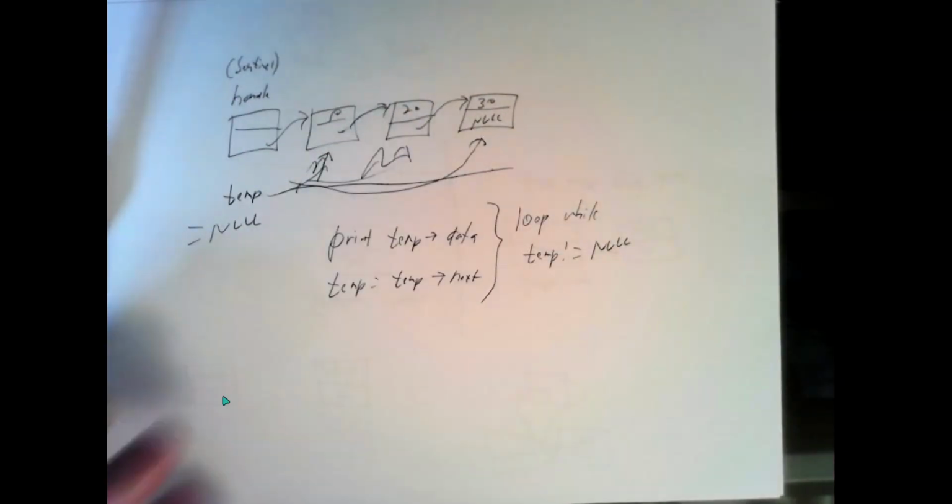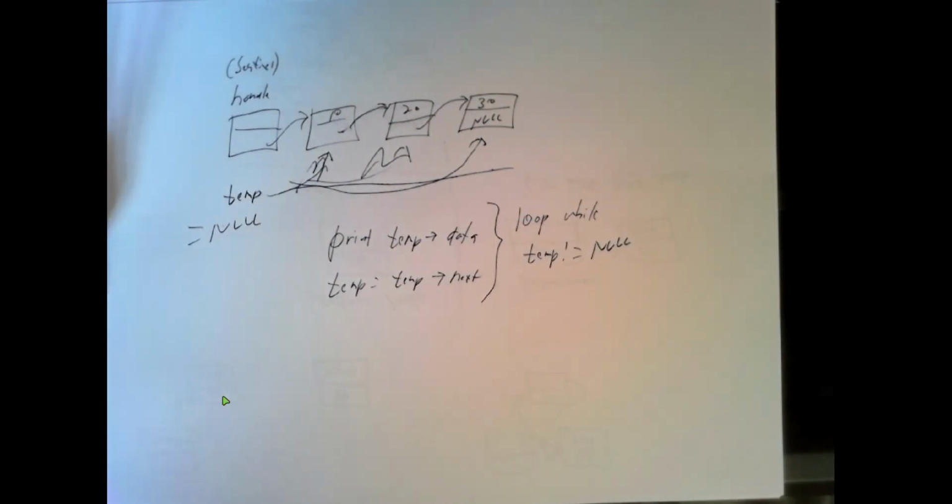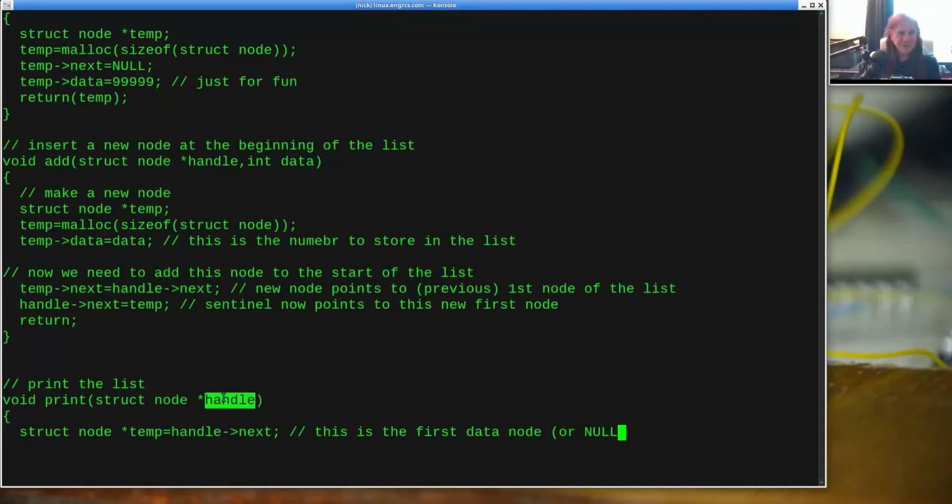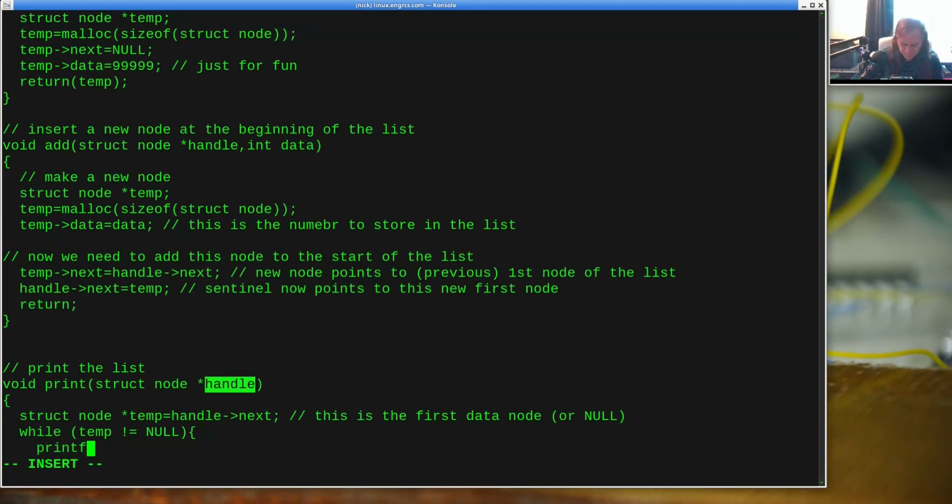So let's just code this up and wrap up this video by seeing what this does. So I'm going to start with the first node, and I'm going to say while temp is not equal to null, let's print out temp arrow data. And I'm going to print this out with a new line at the end. It's going to print one line per number.